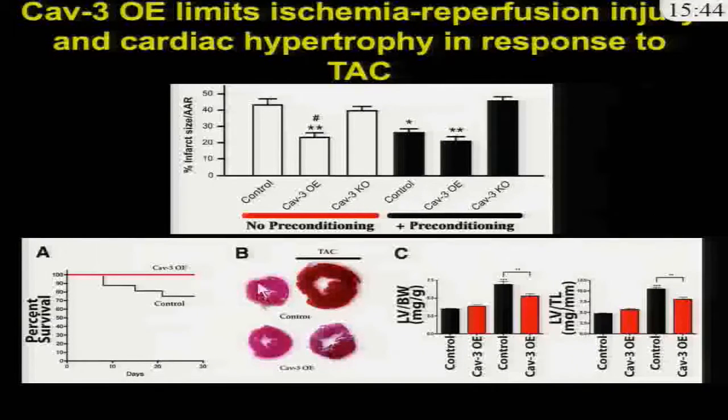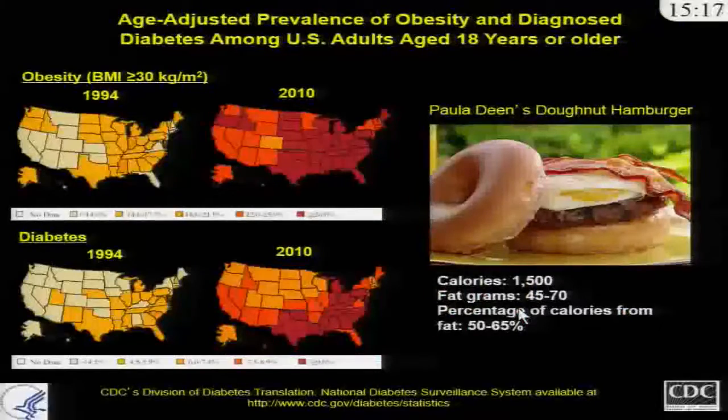We went on and subjected this animal to accumulating stress. So this is a TAC model, a 4-week TAC model. We have almost 100% survival in the Cav3 overexpressing animals. Interestingly, what we see in control animals after TAC is a dramatic hypertrophic phenotype, which is largely suppressed in the Cav3 overexpressor. And this is confirmed by LV to body weight ratios as well as lung weights and other parameters that we've published in various findings.